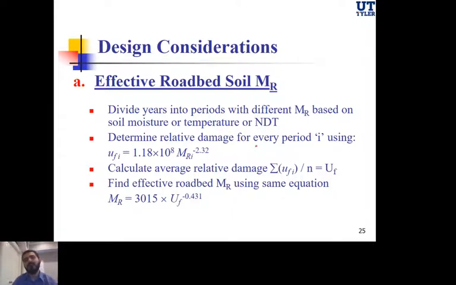So I'm gonna go to the field, I'm gonna measure the resilient modulus, let's say in January. I'm gonna plug it into this equation, resilient modulus to the power minus 2.32 times 1.18 times 10 to the power 8 to get the amount of damage, relative damage for the month of January. I'm gonna wait for a month, go into February, do the same thing, get the damage for the month of February. And I'm gonna get the damage for all the 12 months.